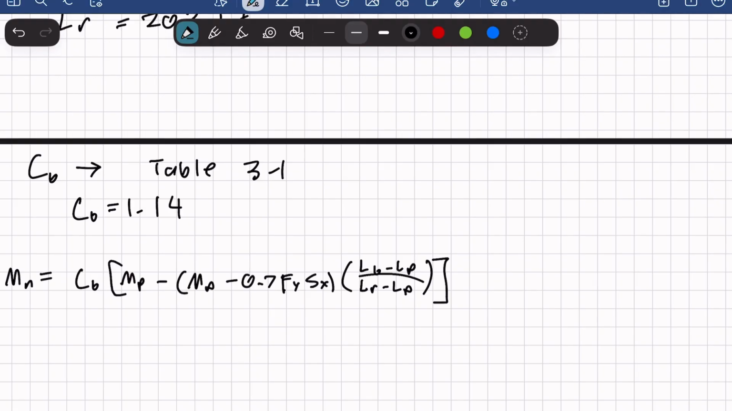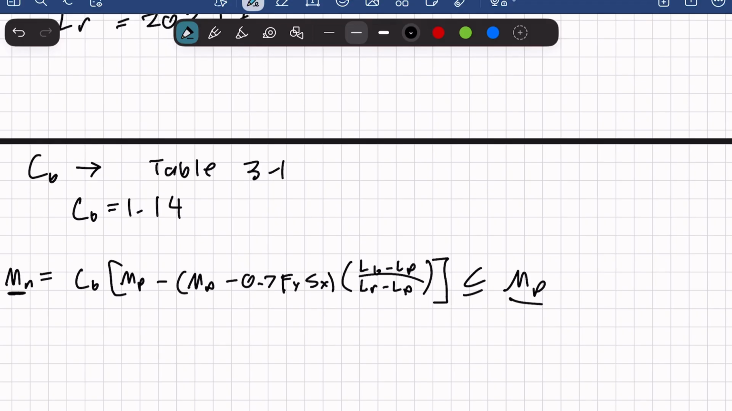But one important thing to remember about this is that this value, the nominal moment, can never be larger than the plastic moment. That's just a fact of this, that it can never be higher.